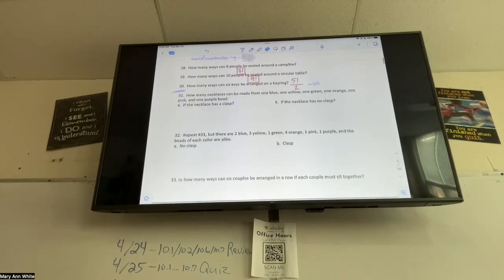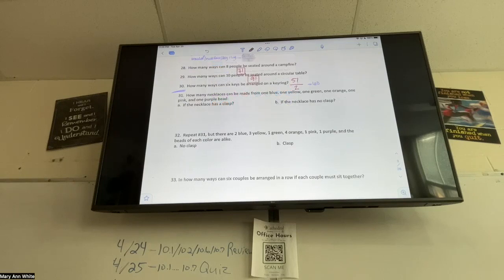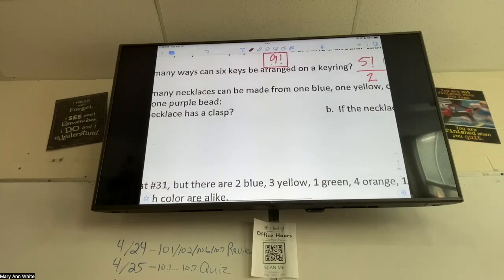So we're going to do that with these next couple examples. We've got the fact that we're making some bracelets or some necklaces. Number 31 says, how many necklaces can be made from one blue, one yellow, one green, one orange, one pink, and one purple bead? Okay, first off, how many total objects are we arranging? How many? 6. Very good. So we've got 6 total beads. So we're going to use that.